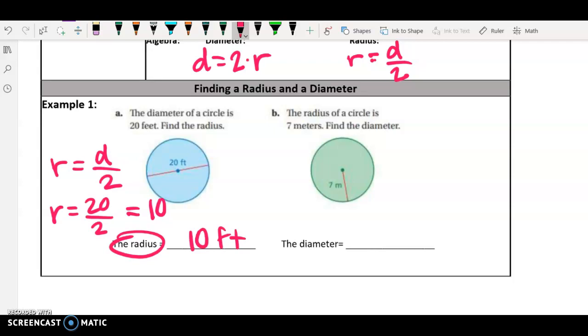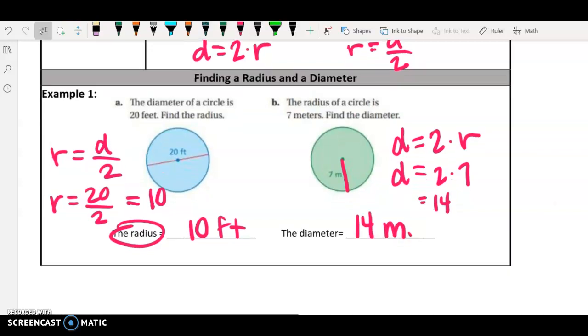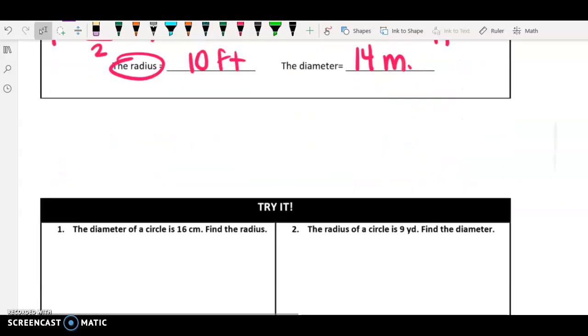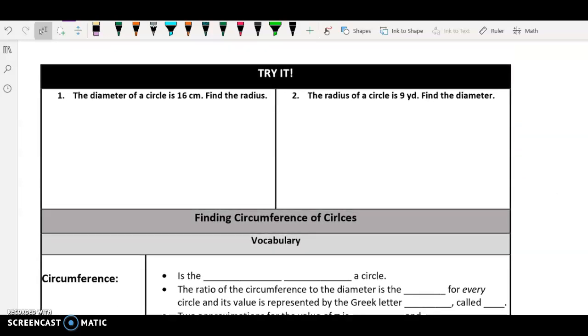So now it says the radius of a circle is 7 meters, find the diameter. So we're looking for the diameter. So D equals 2 times the radius. So diameter equals 2 times 7. And we know that this is the radius because it goes from the center to the edge. And so 2 times 7 equals 14. So 14 meters is the diameter. So now you're going to give it a try, and then you're going to check your answers with mine.